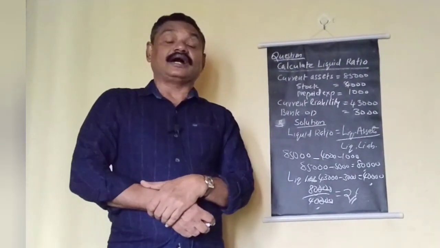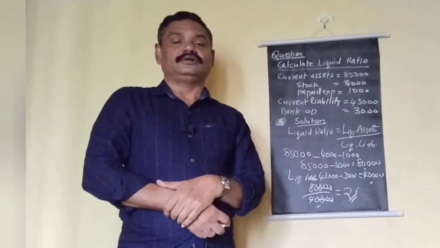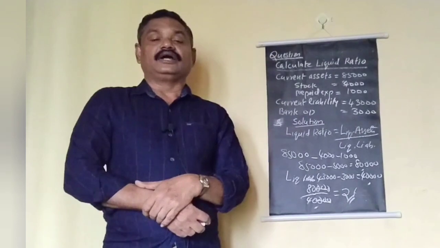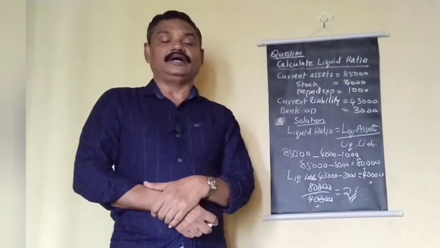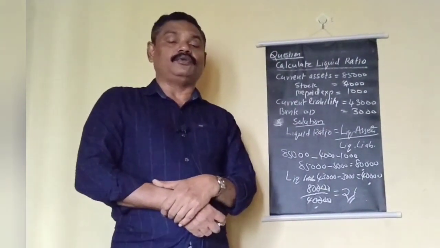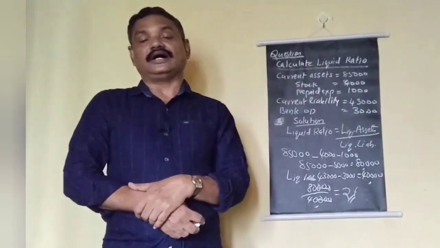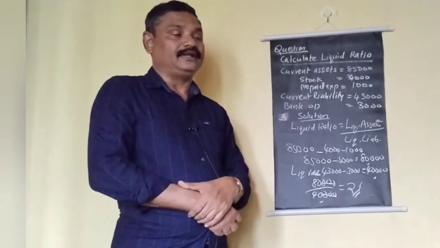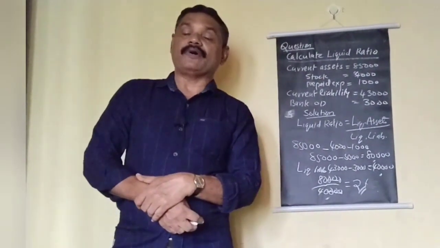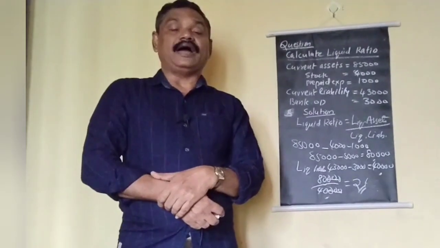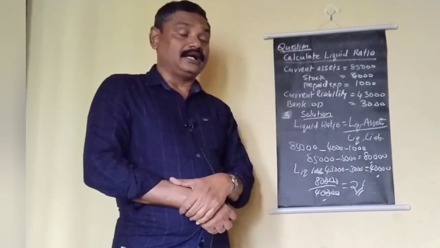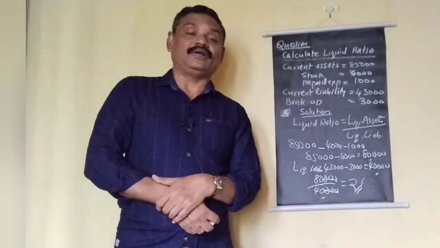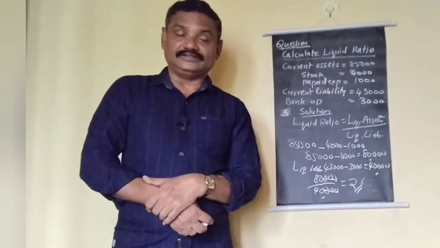Next, current liabilities. List out some current liabilities: sundry creditors, bills payable, loan meaning short-term loan, bank overdraft. These are the current liabilities. Then liquid liabilities. Liquid liabilities is equal to current liabilities minus bank overdraft. Liquid asset is equal to current asset minus stock and prepaid expense that we studied just now.